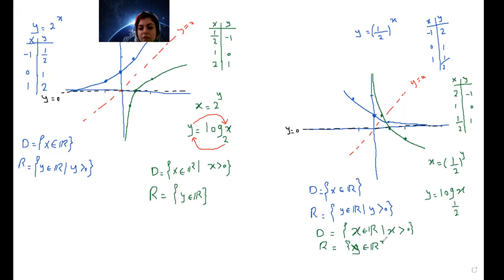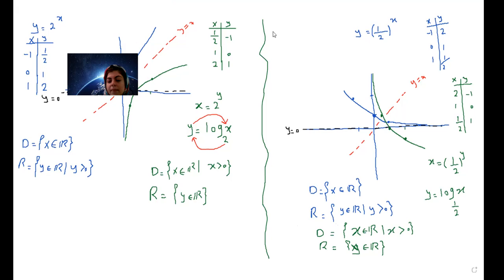Okay, pay attention. When you write the inverse, the domain becomes the range and the range becomes the domain. The same thing here. The domain becomes the range here and the range here becomes the domain. So any question? No. Okay, now let's go to the worksheet.